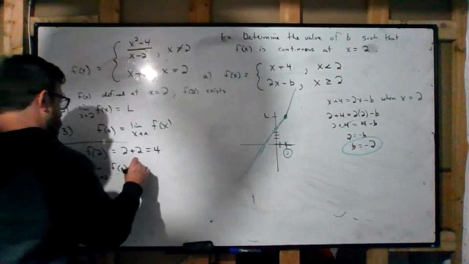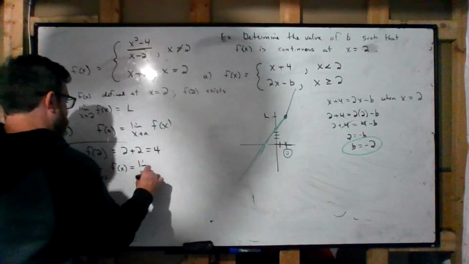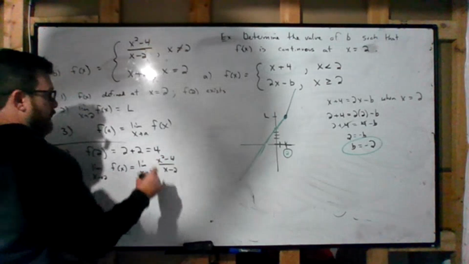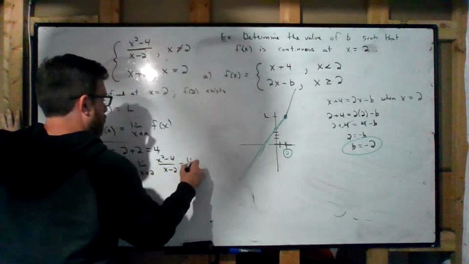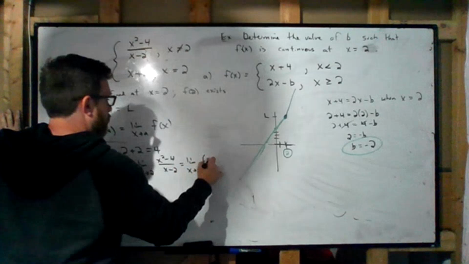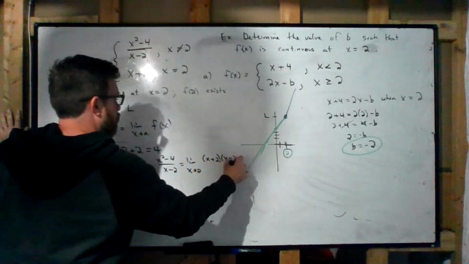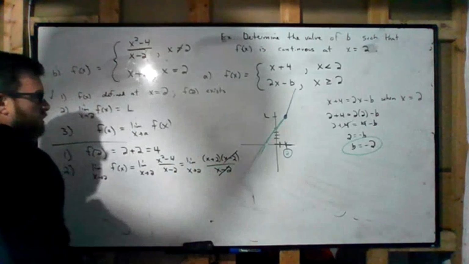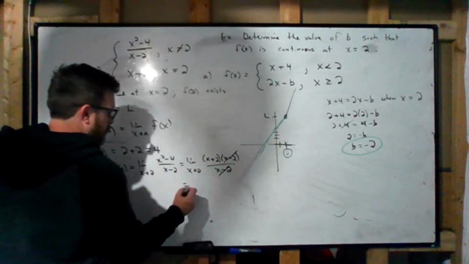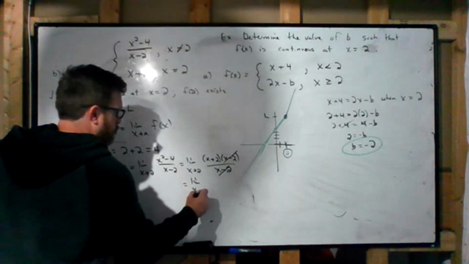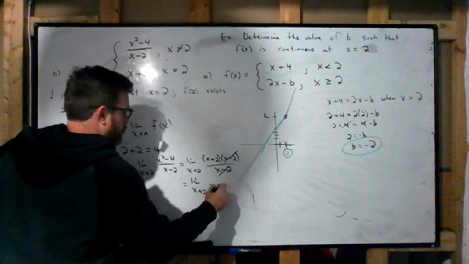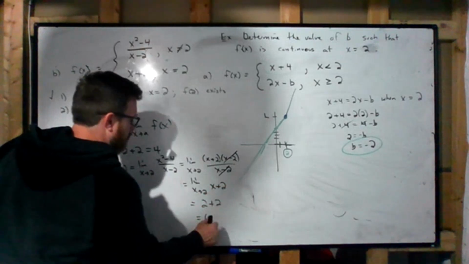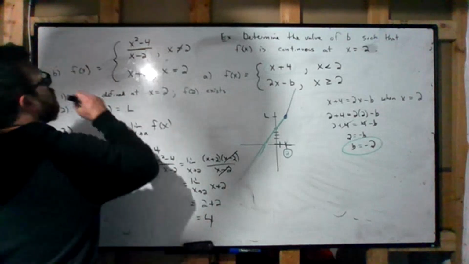So this is going to be the limit as x approaches 2 of x squared minus 4 all over x minus 2. Now think factors. So the limit as x approaches 2 of x plus 2 times x minus 2 all over x minus 2. And you can see the x minus 2's cancel. The new function is defined at 2, so the limit as x approaches 2 of x plus 2, and I can plug in 2 here. 2 plus 2 is equal to 4.